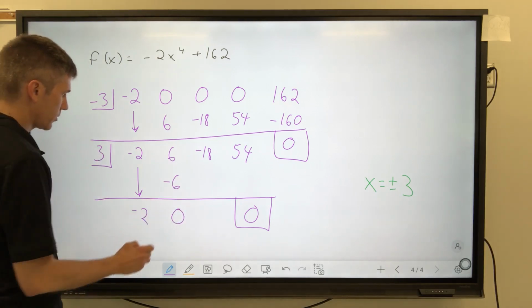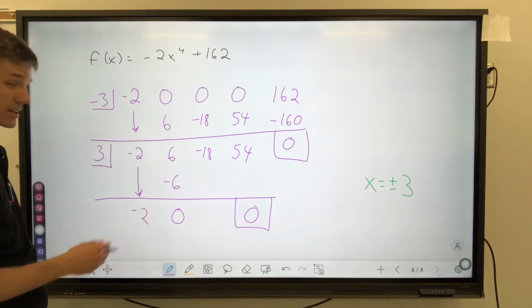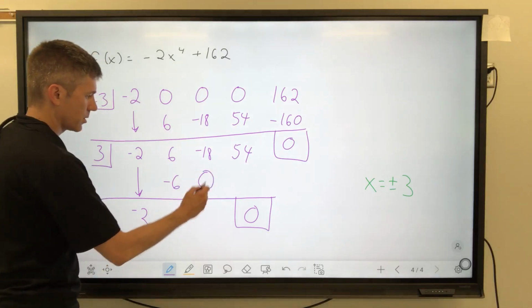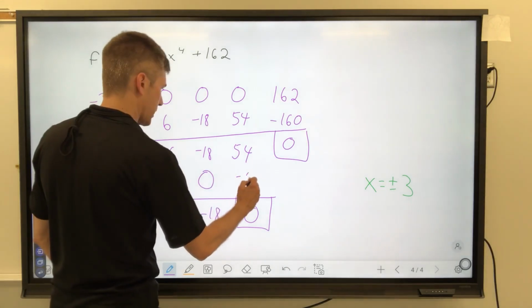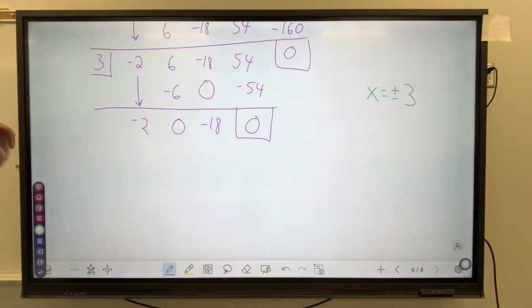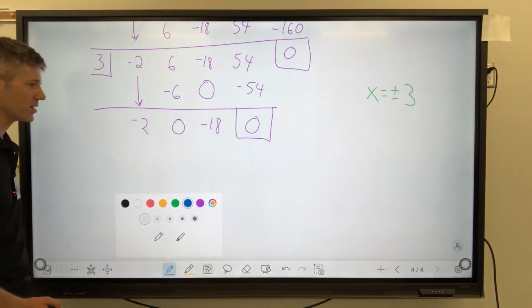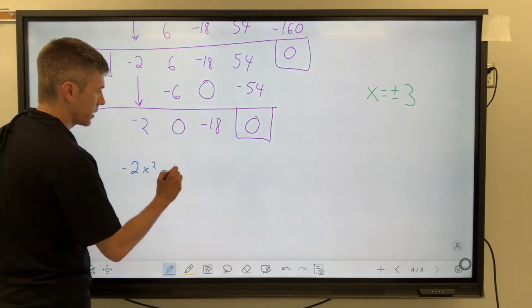3 times 0 is 0. Sorry, said the wrong thing. We have a -18 here. 3 times -18 is -54. Sure enough, that works. So what we're up against at this point is, not that we're up against it, we're in favor of it. We're going to have -2x squared plus 0x minus 18.